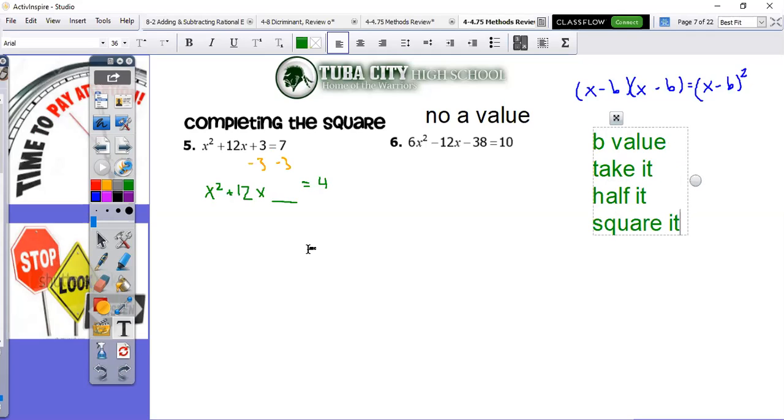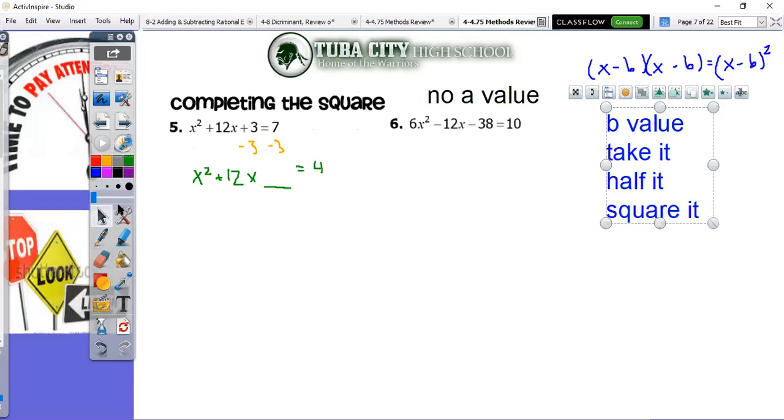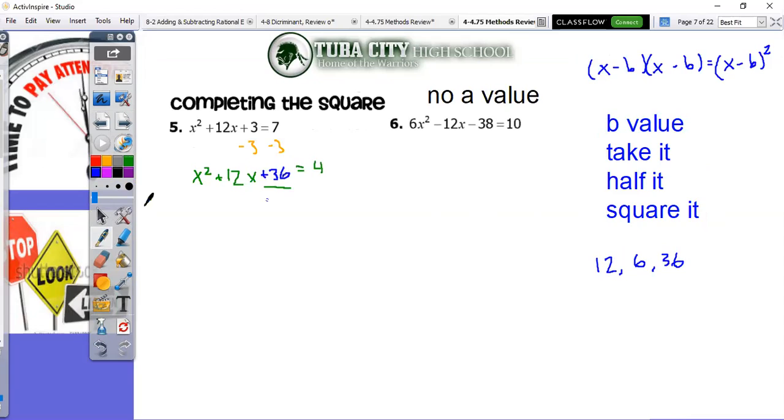Take it, half it, square it. Okay, so let's go ahead and get our b value, which in this case is 12. So take it, half it, square it. So in this case here, I need to put 36 in here.